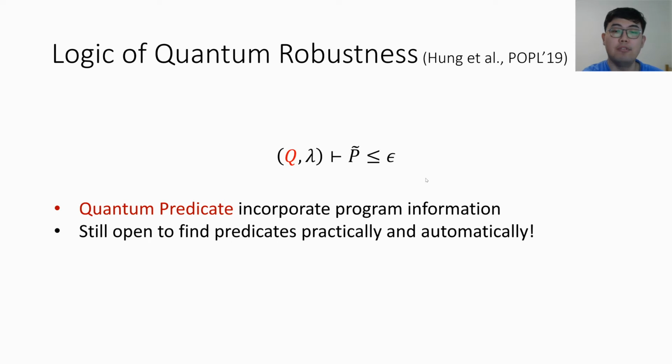Logic of quantum robustness improves the previous approaches by incorporating the information of the program state to reason about errors in quantum programs. The logic produces logical judgments that deduce the error bound epsilon for a noisy program P when the input state satisfies some program predicate Q and degree lambda. However, it is still open to practically and automatically find such a non-trivial predicate.